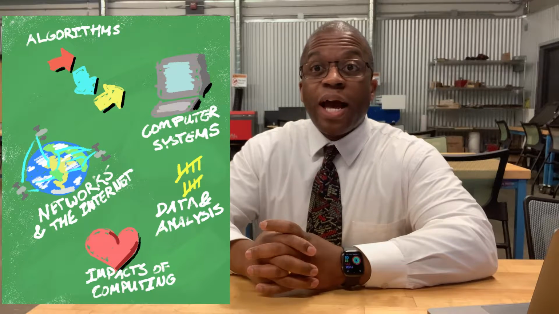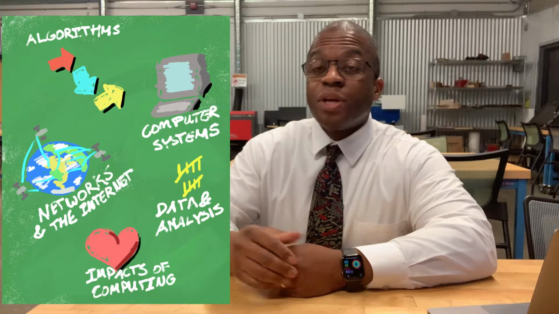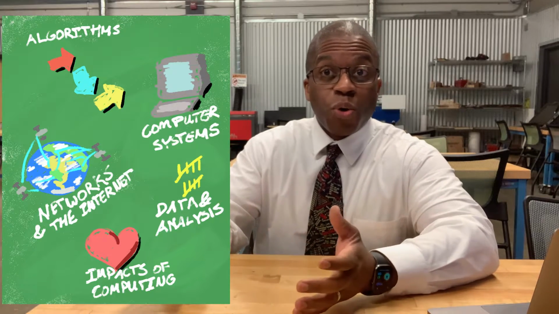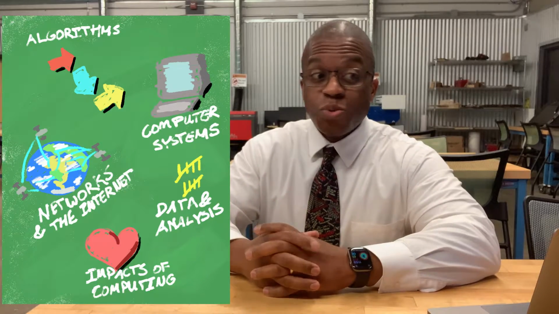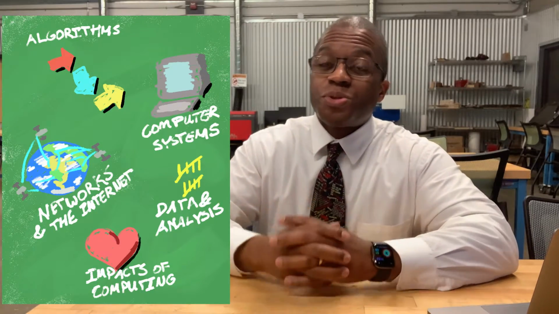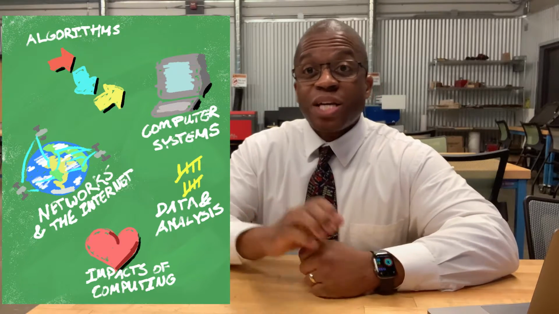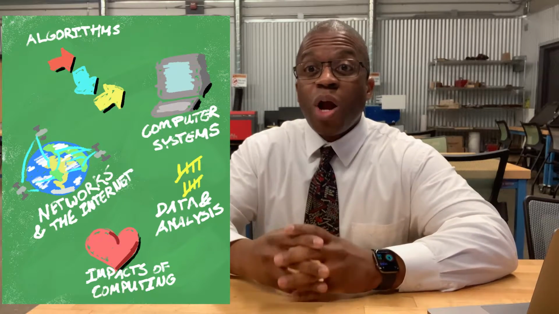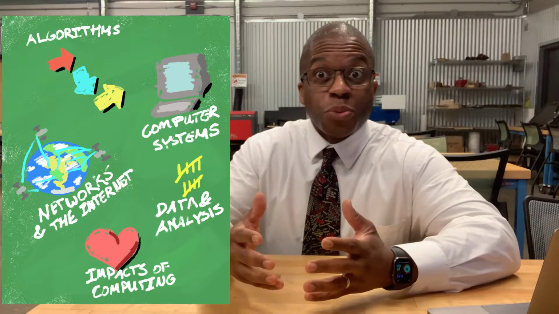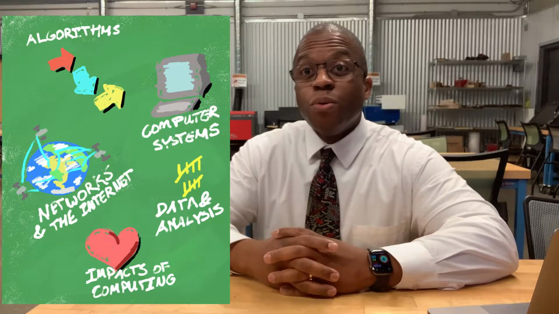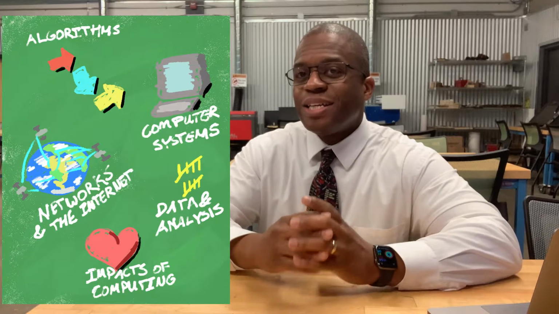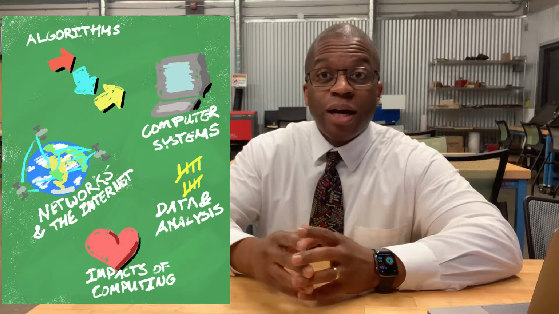So, computer science has 5 different areas. We have computer systems, we have networks and the internet, we have algorithms and programming, the coding that we often think of as being computer science, which is a part of computer science, but not all of computer science. We also have impacts of computing because we want the students to make tools and solutions to problems that benefit everyone. So we want them to think about how what they're creating affects other people. And lastly, we have data and analysis. So we're going to really be focusing on data and analysis in today's lesson.